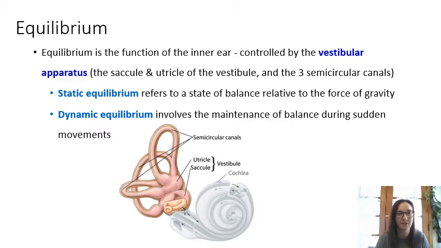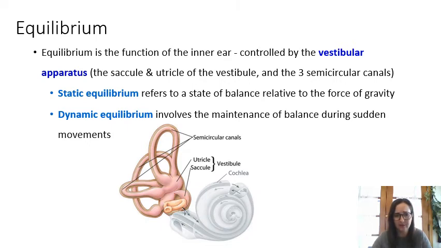All right, let's move on to talking about equilibrium here. Equilibrium is just another word for balance. So this is how you keep your balance. We have two different types of equilibrium, static equilibrium and dynamic equilibrium. Static equilibrium is basically your state of balance relative to gravity. This is how you know where gravity is pulling on you. Dynamic equilibrium is more about your state of balance when you're moving. So if you do a sudden movement, your dynamic equilibrium is what lets you catch yourself so you don't fall down. And we mentioned the structures associated with this are the vestibule and the semicircular canals.